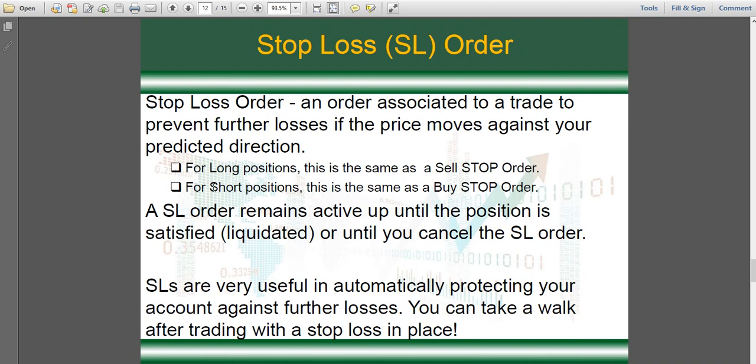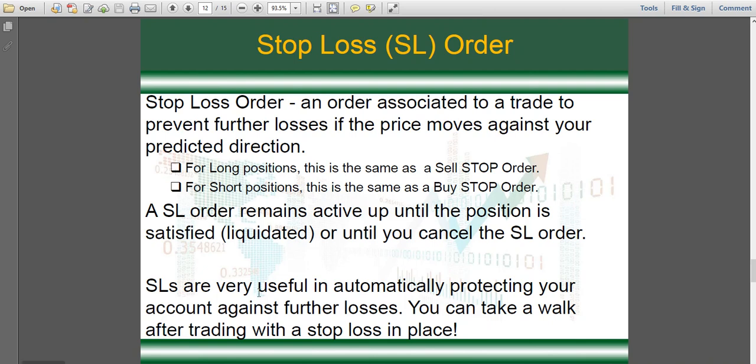So effectively, if you are buying, that means you are going long. A stop loss is the same as a sell stop. Remember, if you buy, to close the trade you must sell. If you sell, like go short, to close the trade you must buy. So a stop loss is the opposite of the trade you entered. If you entered a buy, a stop loss would be a sell to close the trade. If you entered a sell, a stop loss would be a buy to close the order. A stop loss order remains active until the position is satisfied or liquidated, or until you cancel.